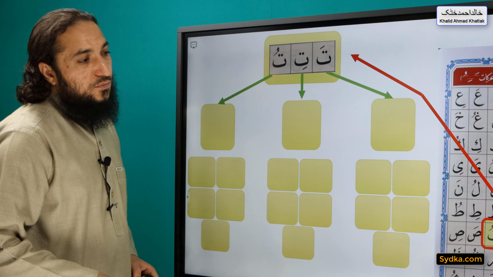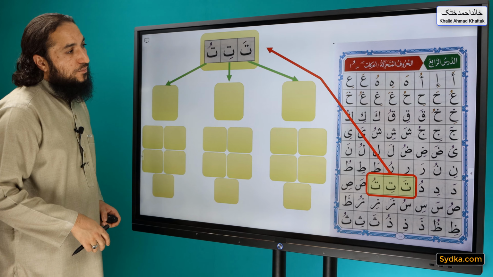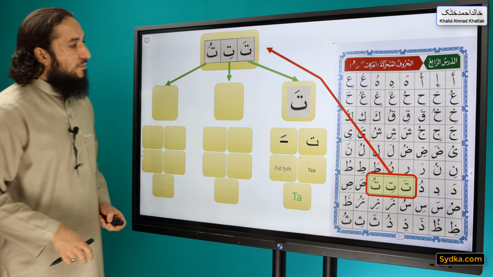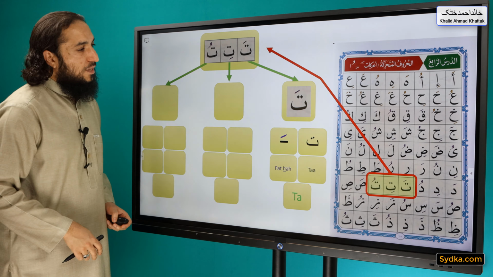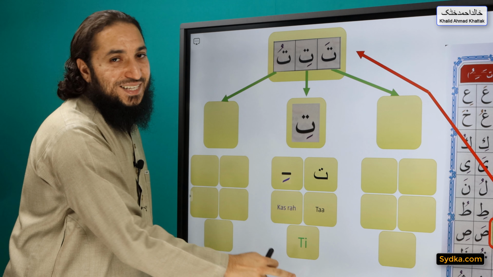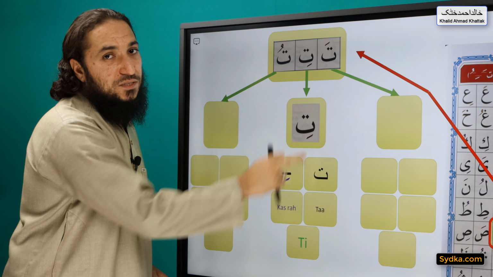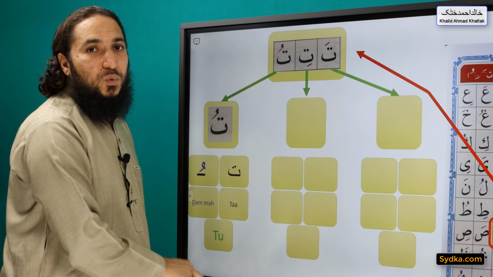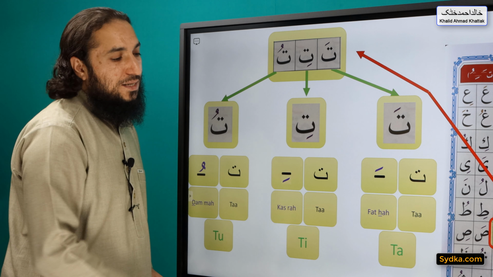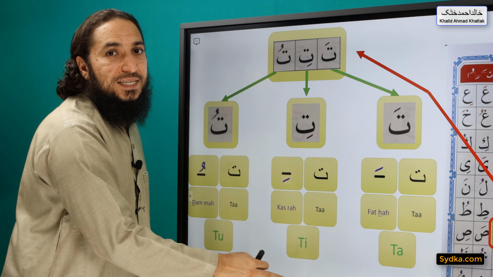The next syllables are of the letter Ta, and Ta is one of the light letters. Ta fatha ta. Ta kasra ti. Ta dhamma tu. Ta ti tu.